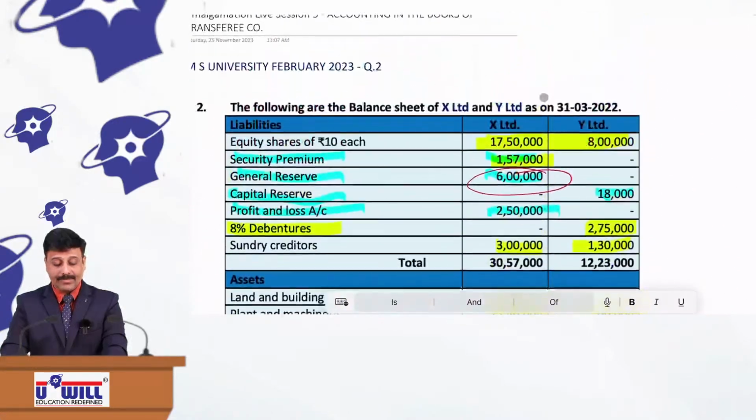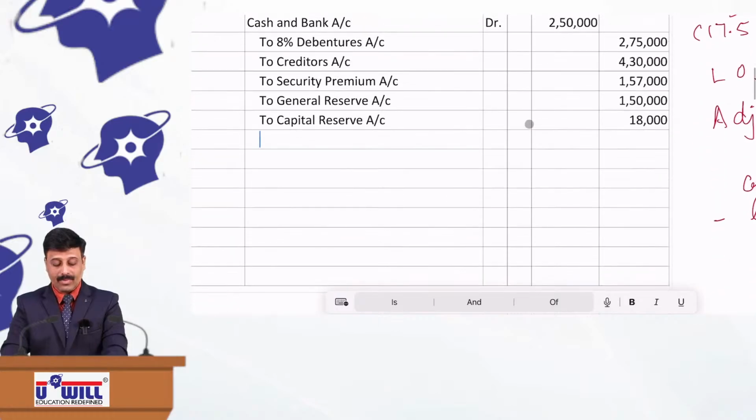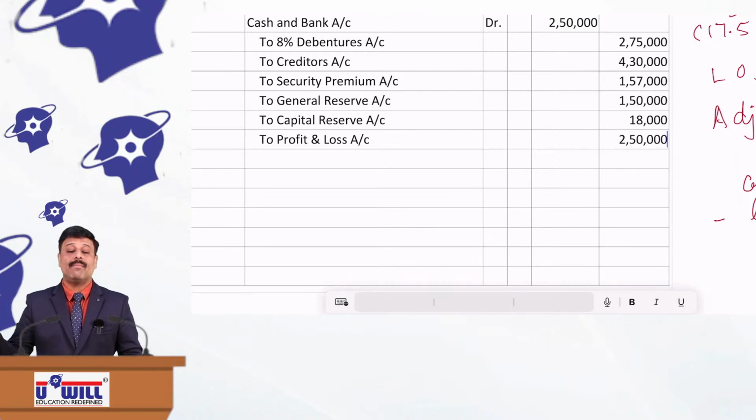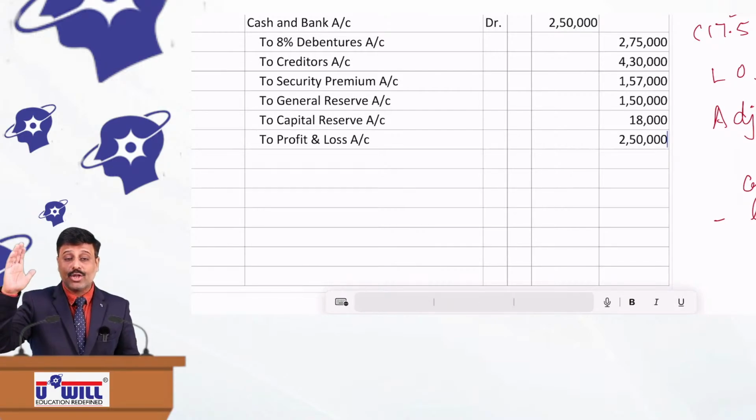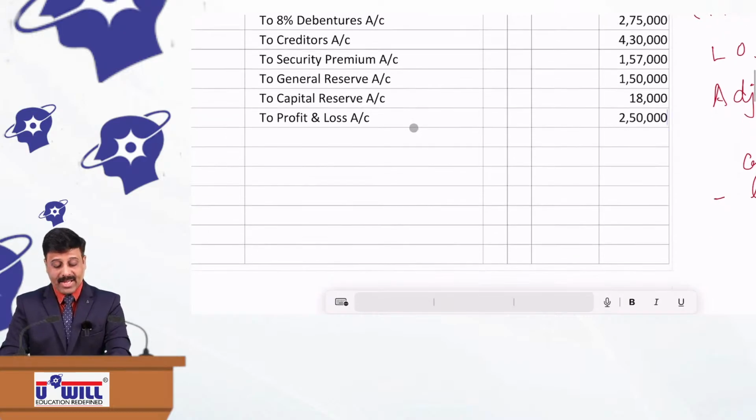And then lastly, profit and loss account with 2,50,000. To profit and loss account with 2,50,000. Okay. Alternatively, if you would have adjusted the amount of loss with security premium, capital reserve and P&L account, then also it is okay, and then only general reserve would get credited in the books. The total amount of all these reserves would remain same.